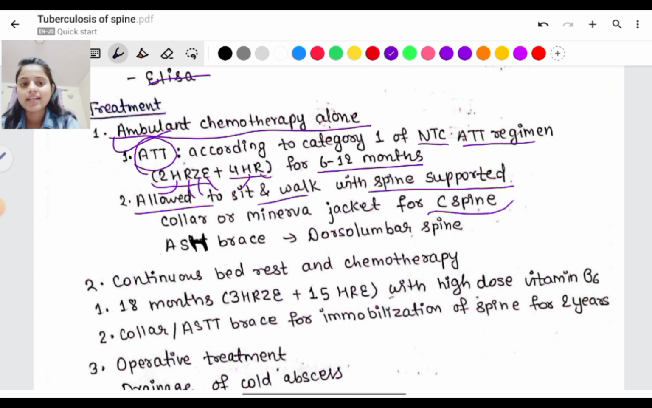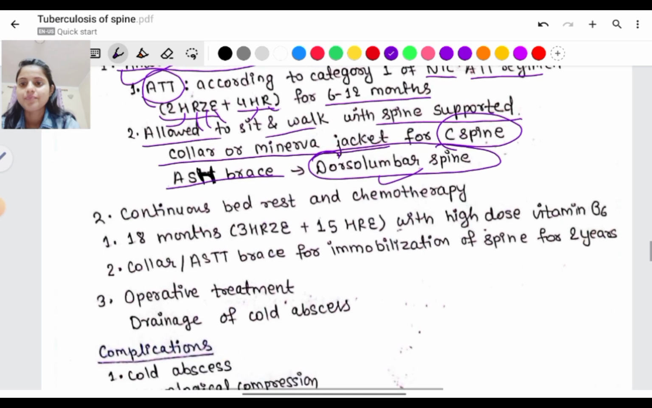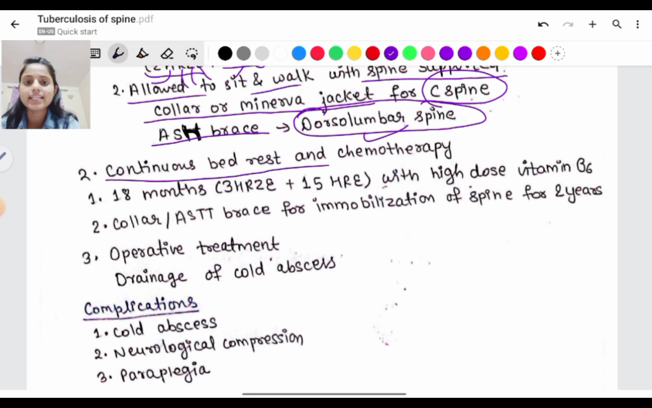If there is cervical spine TB, then the spine is supported with collar and Minerva jacket. If there is dorsolumbar spine tuberculosis, then the spine is supported with ASH brace. We give continuous bed rest and chemotherapy.